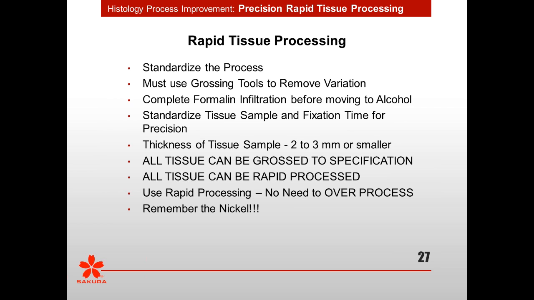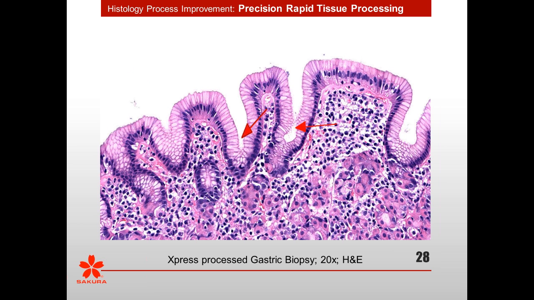So there's never a need to overprocess. You want to adequately process. And if you have a 2 millimeter or less sample, you can do that in 1 to 2 hours. And then always remember the nickel size, not the chunk, but the size of the nickel. That's really what your goal is. Maybe you want to place a nickel on the grossing board to remind everybody, but to be consistent with the nickel size, you're going to have to use some sort of grossing tools.